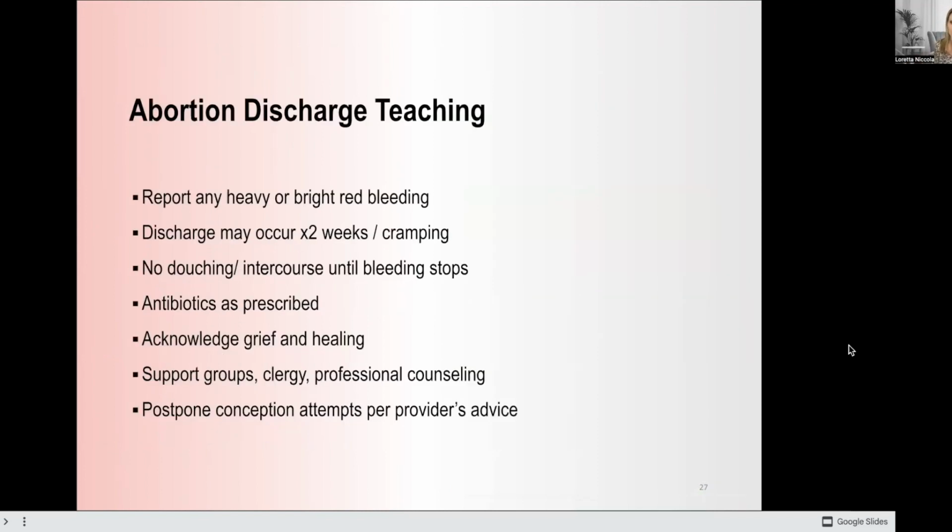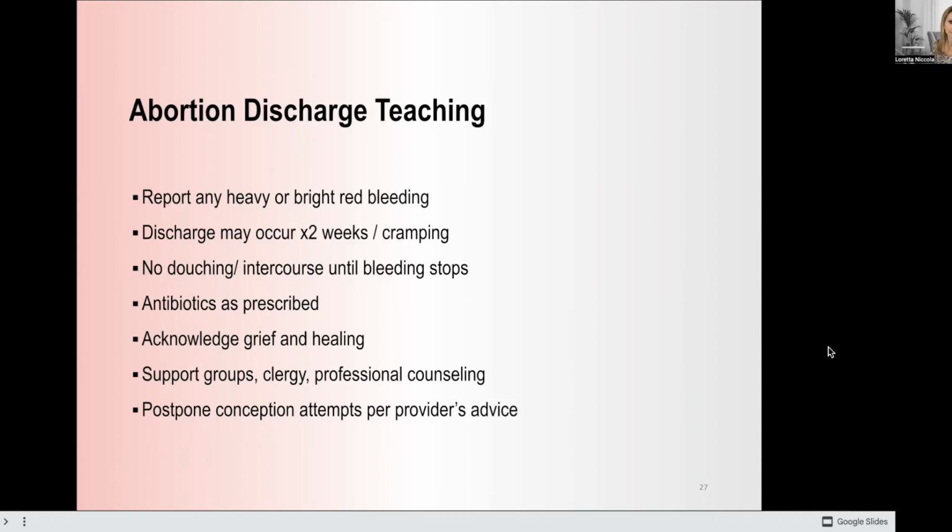Okay, discharge teaching. We're going to have her watch and report any heavy or bright red bleeding, fresh bleeding. She should only have old bleeding after she goes home. And then she may continue to have some discharge for a couple of weeks and cramping. Remember I said the cramping with this can be very strong at first. That cramping can occur for a couple of weeks. No douching, no intercourse until the bleeding stops for fear of infection. Antibiotics may be prescribed.